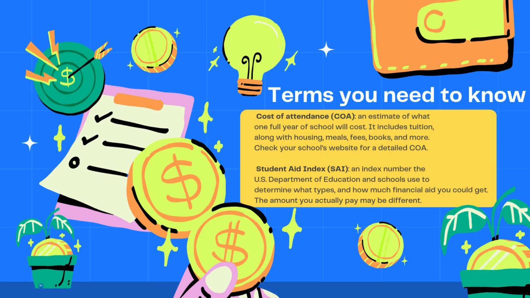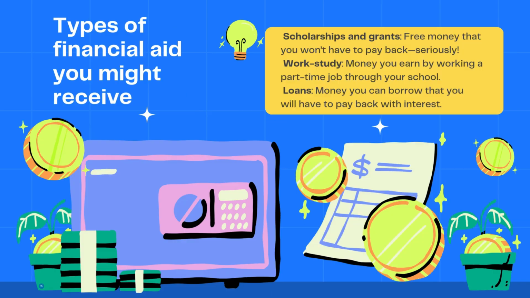Cost of attendance, or COA. It's an estimate of what 1 full year of school will cost. It includes tuition along with housing, meals, fees, books, and more. Check your school's website for a detailed COA. Next is Student Aid Index, or SAI. That's an index number the U.S. Department of Education and schools use to determine what types and how much financial aid you could get. The amount you actually pay may be different.